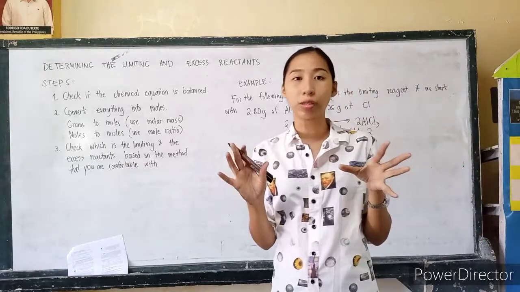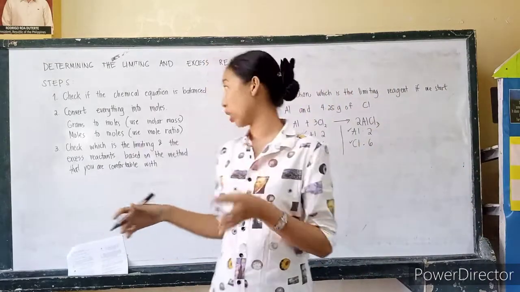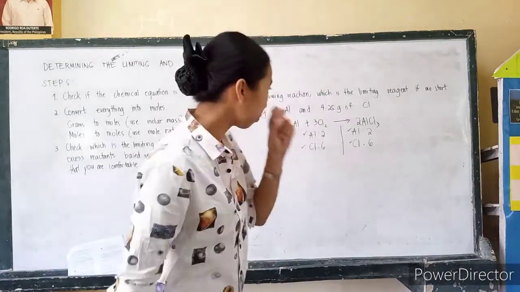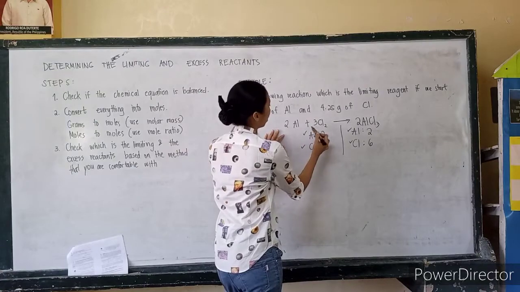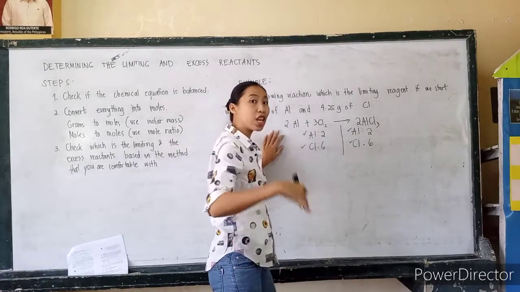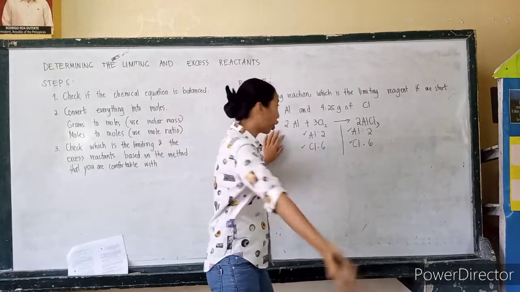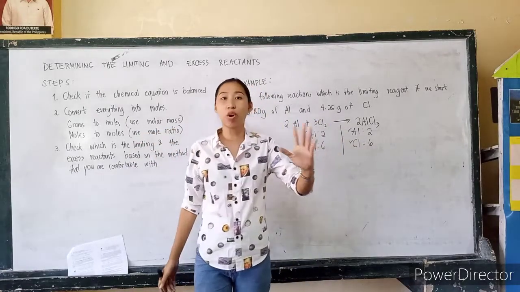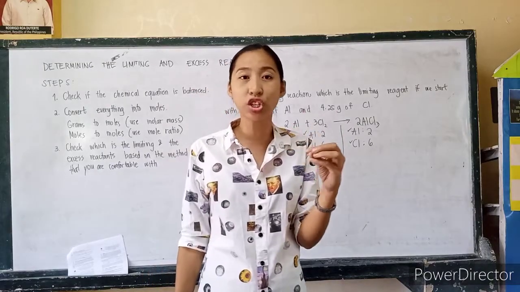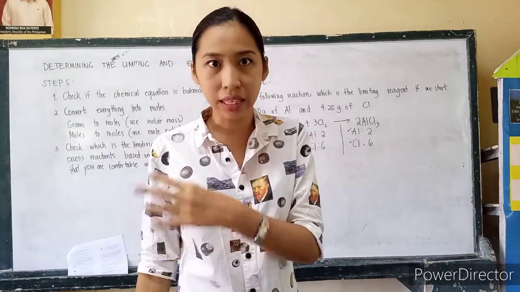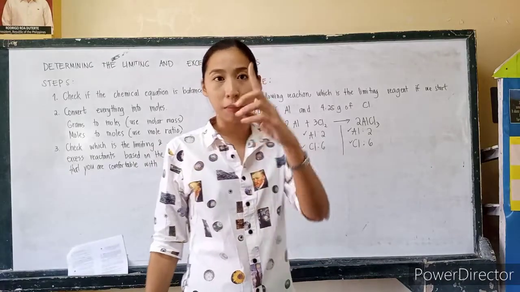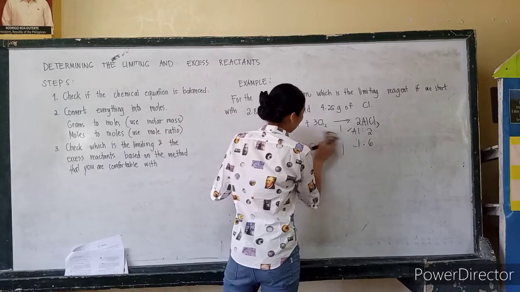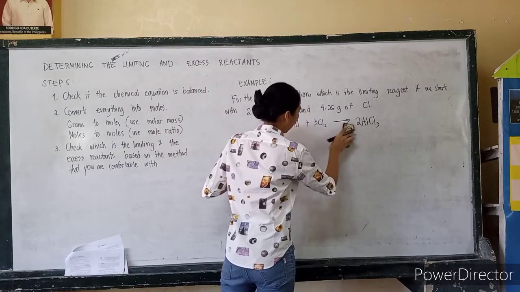Once your equation is balanced, you can proceed directly with the next steps. Ngano kinahanglan man nga balance ang atong equation? It's because we're going to use these numbers, your coefficients, in your mole ratio later. So, kinahanglan nga tama ang pagkabalanse sa imong equation. Kung dili siya balance, mamali na tanan ang imuhang calculations. Sige, mag-proceed na ta. Ako na lang i-erase para madungagan gamay ang atong space.